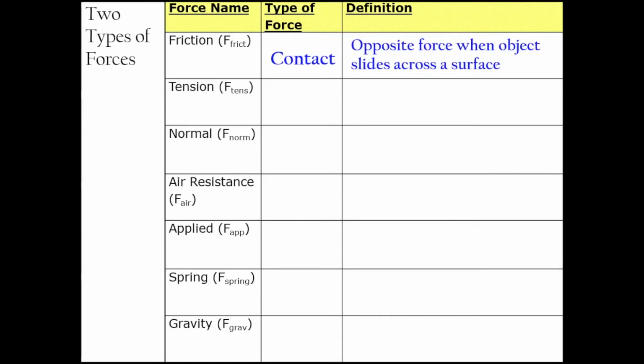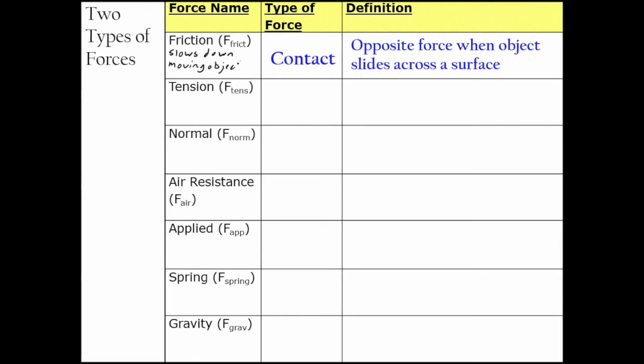Friction is defined as a force that is opposite when the object slides across a surface. So for instance, if I have a box right here and it's moving to the right, so it has some velocity to the right, friction is acting on this box in the opposite direction. So I would have friction acting in the opposite direction. And friction also is just a force that slows down objects that are moving.